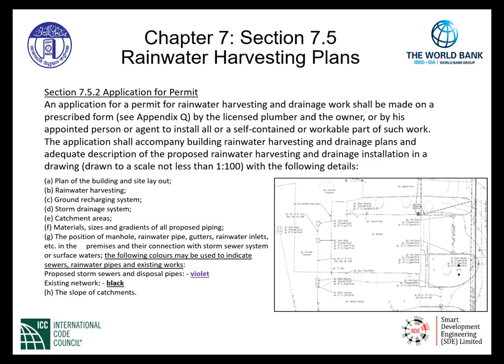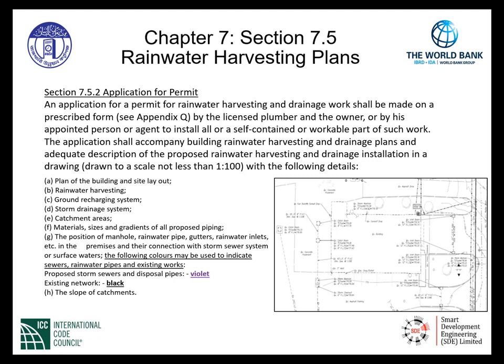As can be seen in the site plan, to the right, we have a layout indicating stormwater piping, areas where we collect the stormwater. Item B indicates rainwater harvesting. The applicant would have to show the type of rainwater harvesting system that is being designed with details.